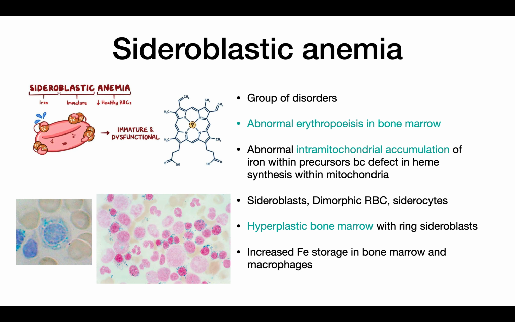Sideroblastic anemia is a group of disorders characterized by abnormal erythropoiesis in the bone marrow. There is abnormal intramitochondrial accumulation of iron due to a defect in the heme synthesis within the mitochondria. So it's going to present with these sideroblasts: pink, with iron accumulation inside, dimorphic red blood cells, and hyperplastic bone marrow with these ring sideroblasts right there. And that's all due to the increased iron storage.